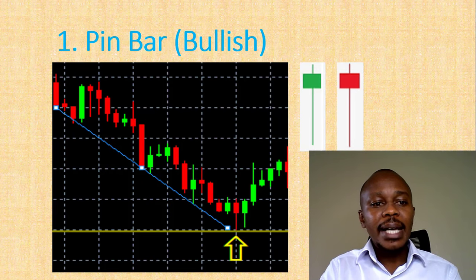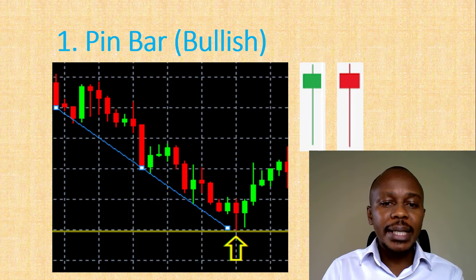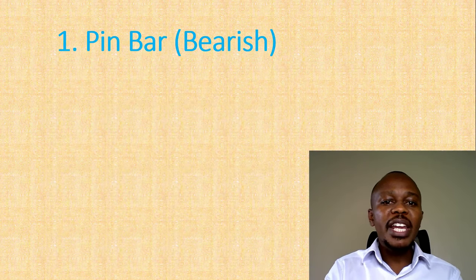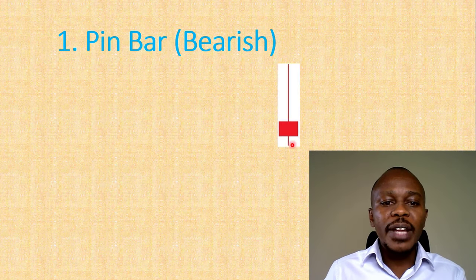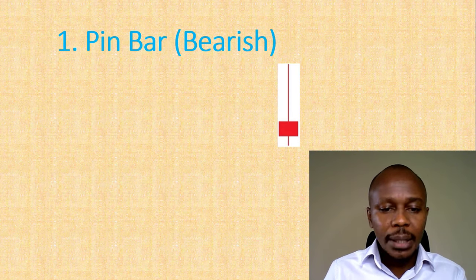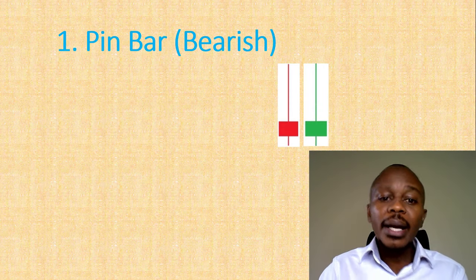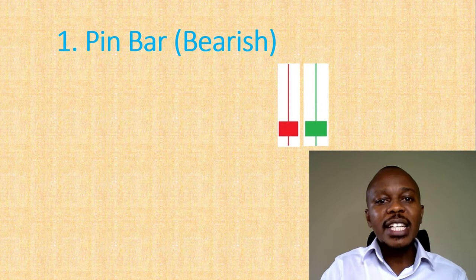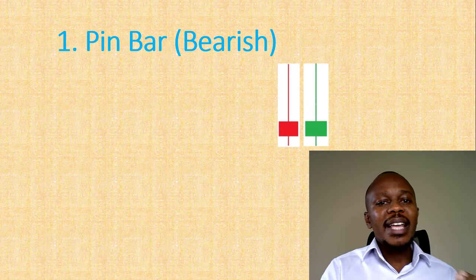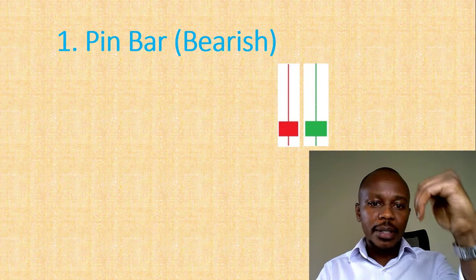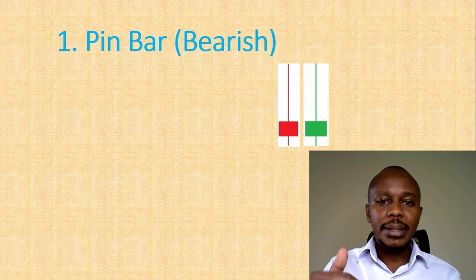The other indicator under pin bar is the bearish indicator, whereby the pin bar will be inverted. The body forms on the lower third of the candlestick. It might be red in color or it might appear green in color. But so long as it forms an inverted pin bar, that's a sign there has been an upward trend and now the price is changing back down.